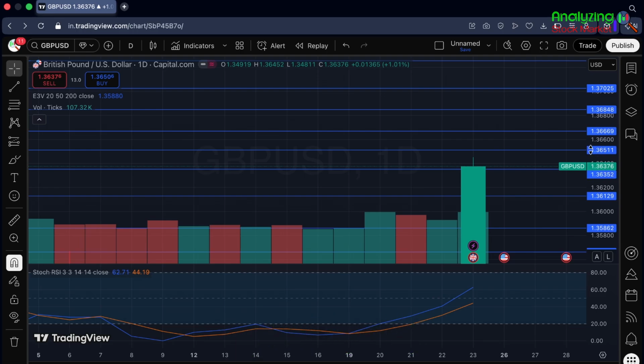Direct resistance is 1.36511. After direct support, there is a support of 1.36129 and then 1.35862. After direct resistance, there is a resistance of 1.36669 and then 1.36848. So these are two important support zones and resistance zones which will help you to take better stop loss and target levels according to your bias for this week.